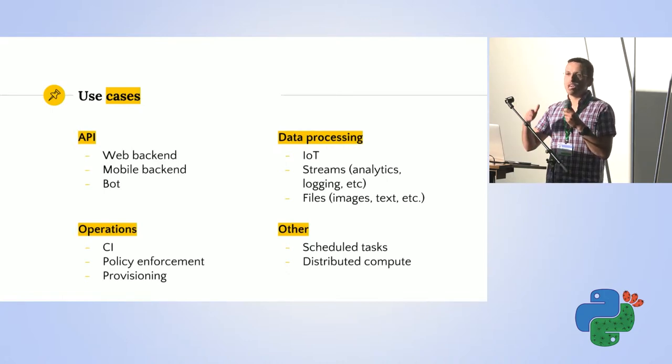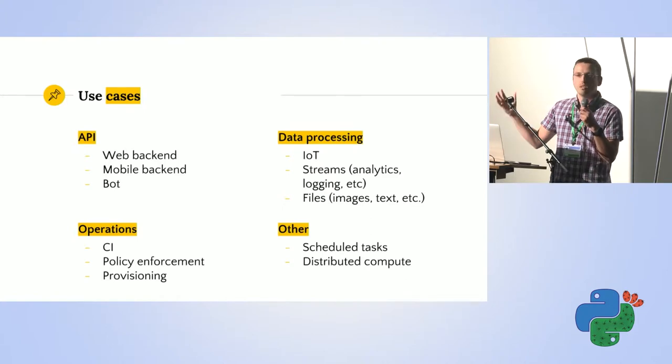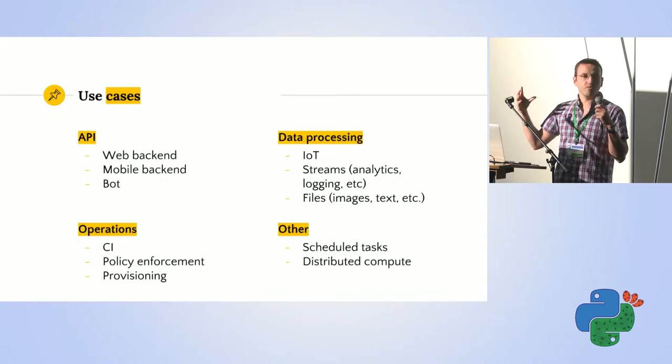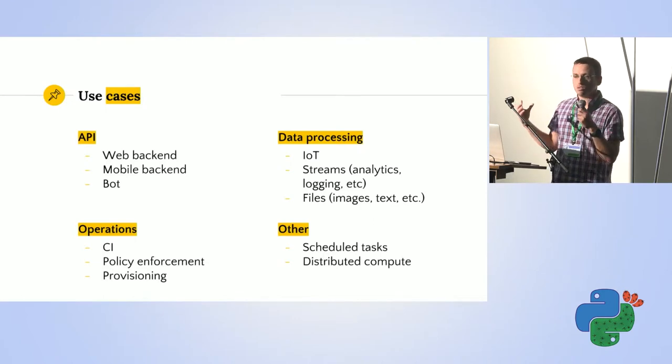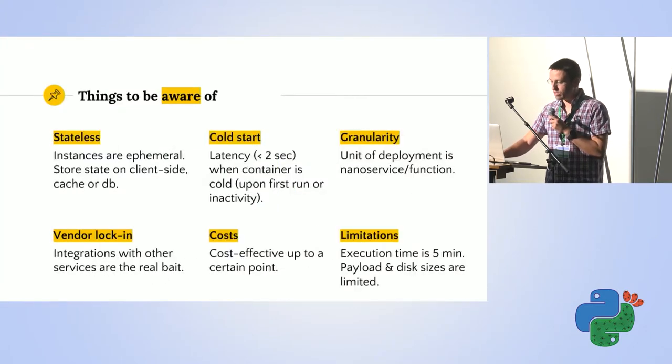You can build your backends with this. You can easily build the backend for a bot to handle your things. You can use it for operations, do CI, execute the tasks of the CI using those functions. It's popular also for IoT, because IoT is a use case when you have many events coming to you and you need to be able to scale and you want to do it easily and cost effectively. So IoT is also another popular use case. And there are many other stuff. I have a lecture only about the use cases, so I'm not going to get into it here. As I said, it's endless use cases.